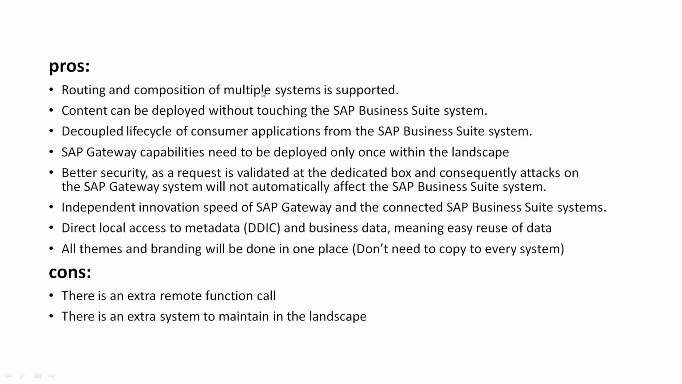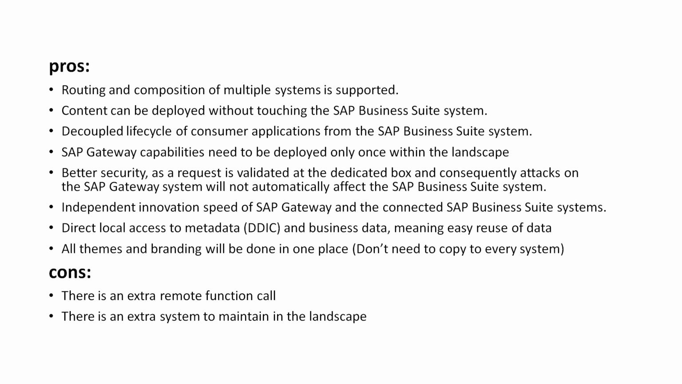The first advantage is that routing and composition of multiple systems is supported. You might have several business systems in your landscape, namely SAP ECC, BW, and CRM. You can develop OData services in ECC or BW or CRM or SRM, but you are just going to register all those services in the hub system. So whenever a request comes from the client for a certain resource, it can route to the proper business backend system.